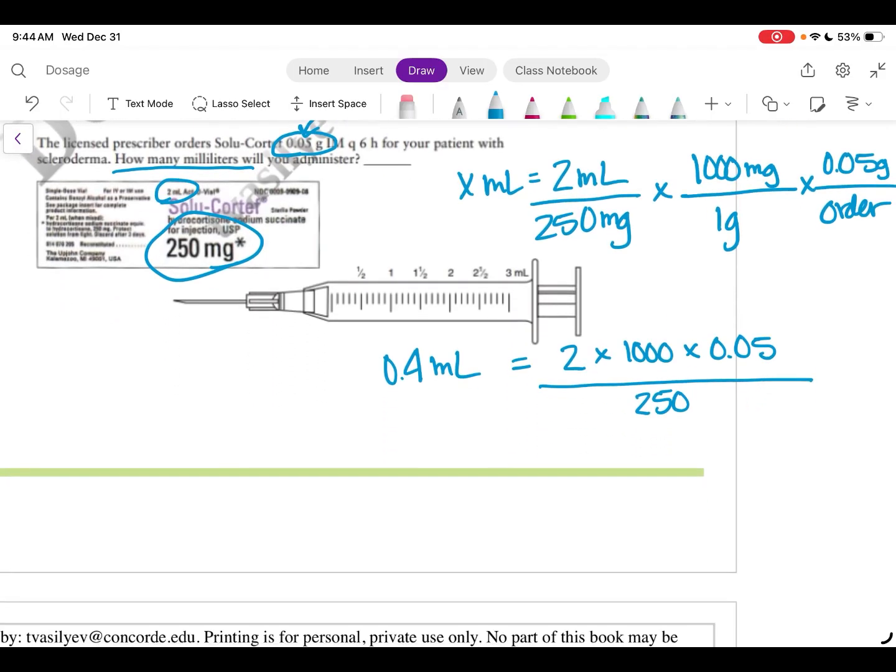If you want to convert separately, that's fine. But you have to pick which one you're going to convert. You're either going to do 0.05 grams into milligrams, or you're going to do 250 milligrams into grams, right? Depending on which one you choose, then you go from there, right? Make sure your units are consistent.